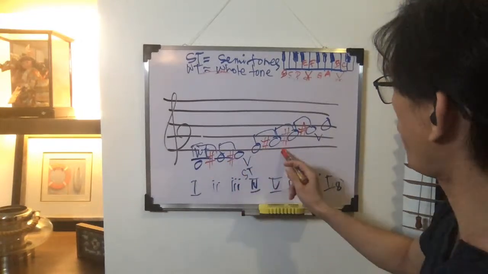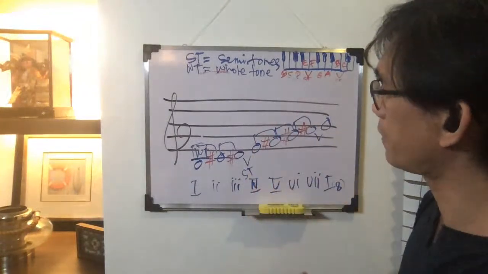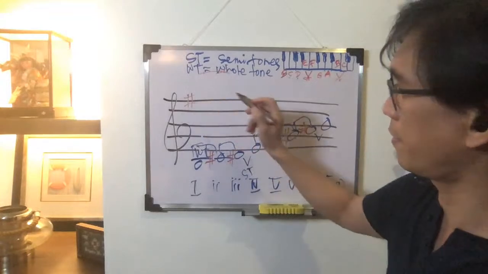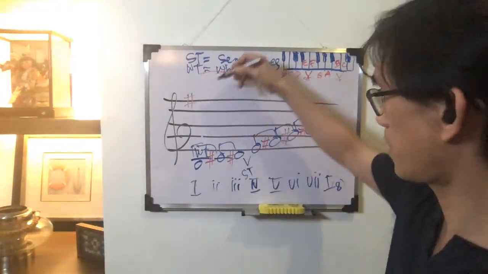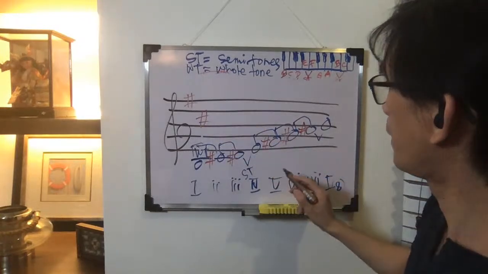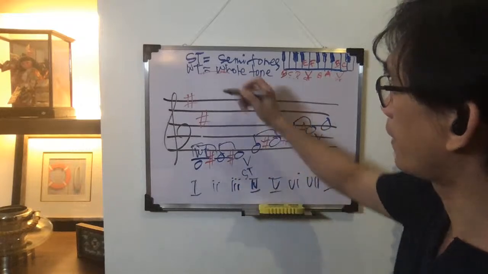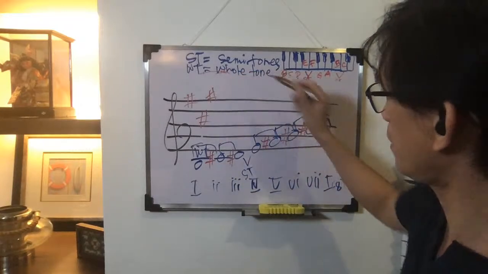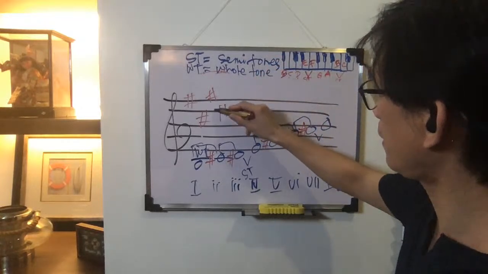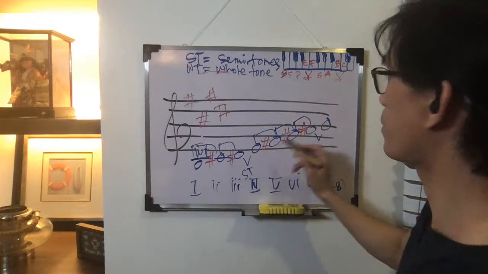1, 2, 3, 4, 5. So how do we write down the key signature? Again, this is the first note that needs to be sharp. So F sharp, C sharp, and then G, it's there, and then D, which is here, and then what's missing?